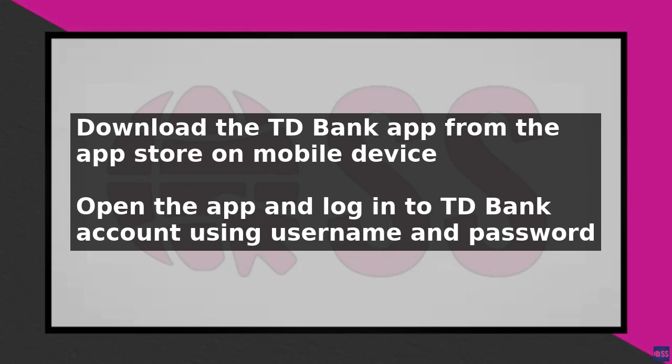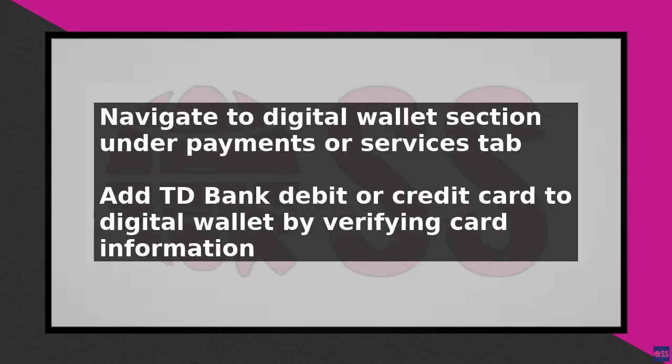prompts. Next, navigate to the Digital Wallet section of the app, which is usually found under the Payments or Services tab. Here you can add your TD Bank debit or credit card to your digital wallet. To do this, select the Add Card option and follow the instructions to verify your card information.